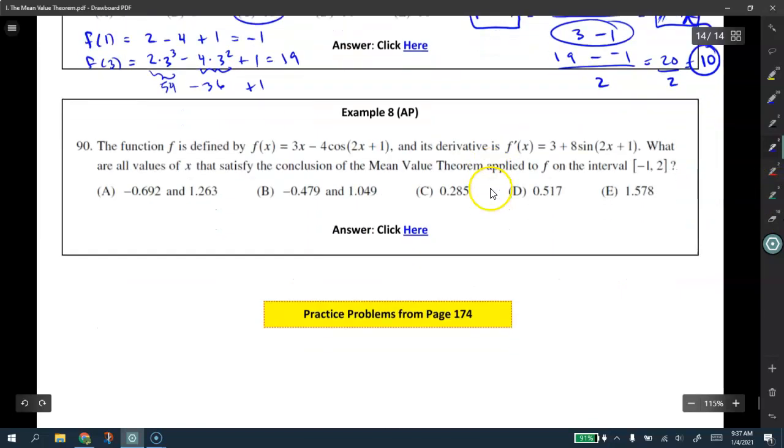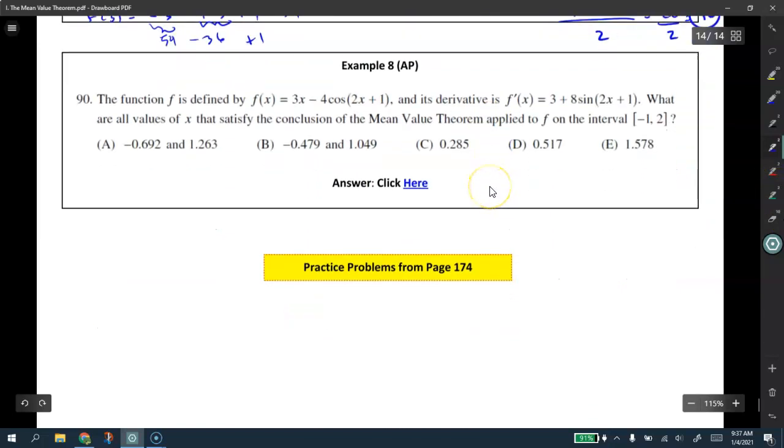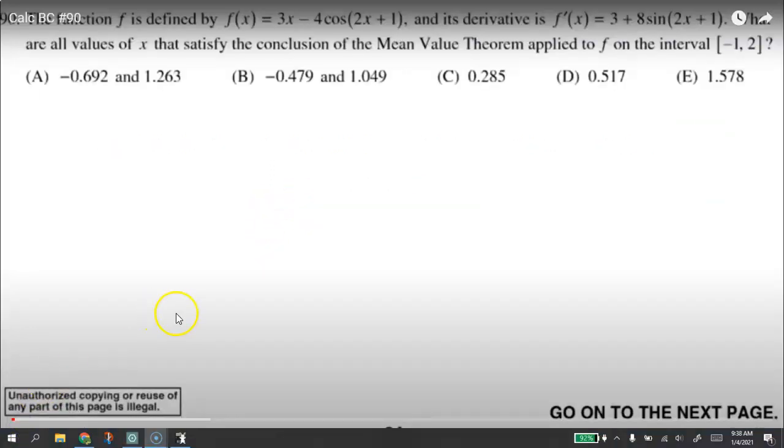Okay, this next one you're going to need a calculator for. And again, I would highly recommend that you pause the video and try this by yourself and then see how I do the question. All right, so the question says the function f is defined by f of x is equal to 3x minus 4 cosine 2x plus 1. And they give you its derivative as well. All right, so you've been given all those things.